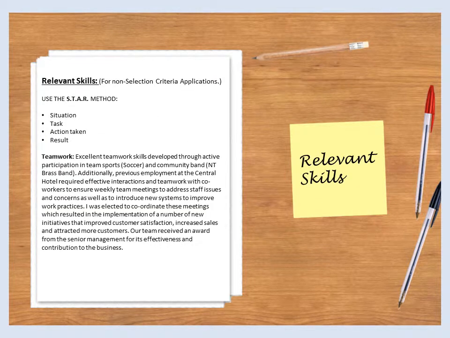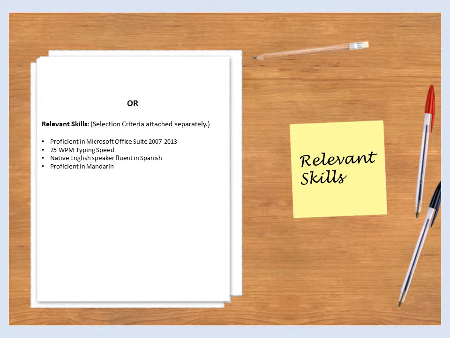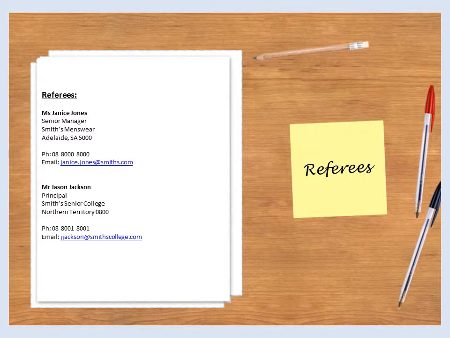Not all job applications require a selection criteria, in which case you may wish to use the relevant skills section to highlight your own key skills and abilities, much in the same way that you generally would with a selection criteria. If you are required to submit a selection criteria as part of your job application, you can still use the relevant skills area of your resume to highlight proficiency in software knowledge, typing speed, as well as language proficiencies, etc. Finally, you'll need to include a list of at least 2 or 3 referees along with their contact details.